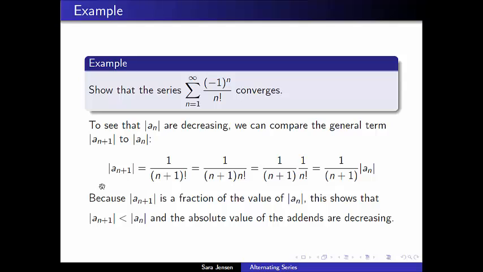That's the second condition in the alternating series test. And because we have an alternating series, the limit of the absolute value of the terms is 0 as n is going towards infinity, and the absolute value of the terms are decreasing. Those are the three conditions for the alternating series test, and our series converges.